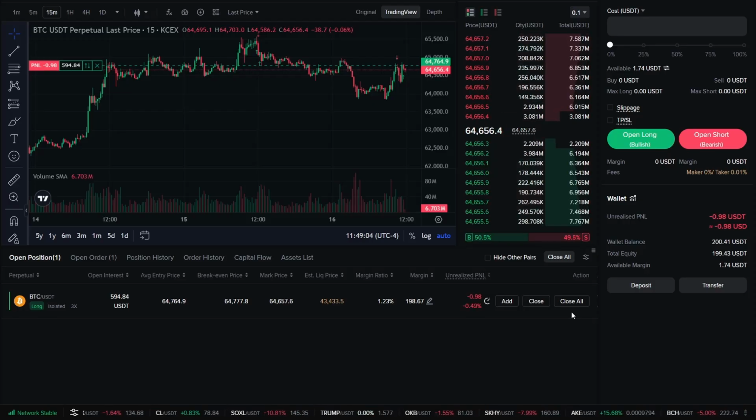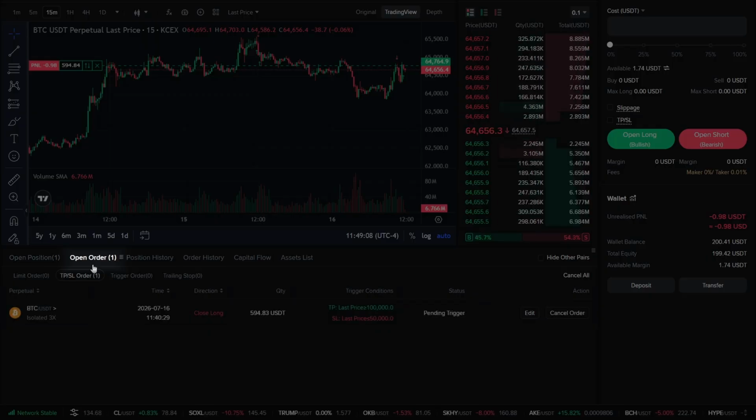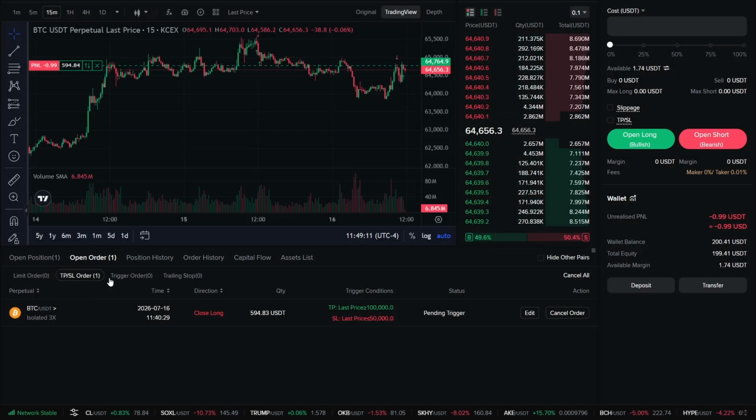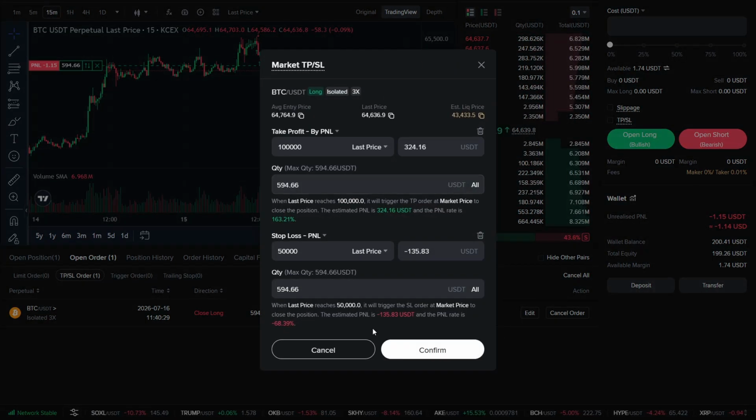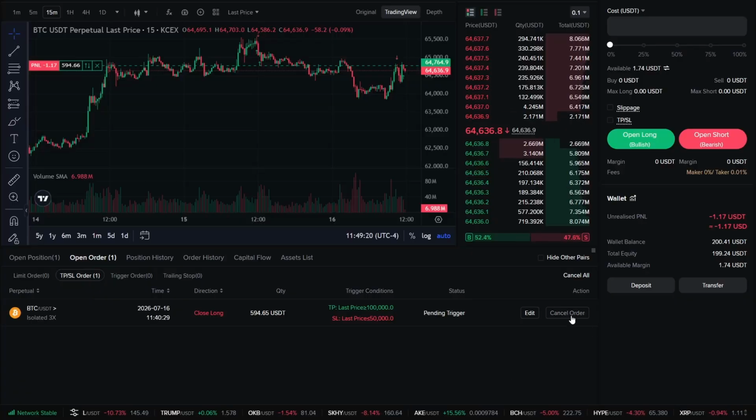If we wanted to check out our take profit and stop loss order, we would just head to open order. Here we can see there are different sections, and under TPNSL, here is our order. This is where we can edit our take profit and stop loss order or cancel it.